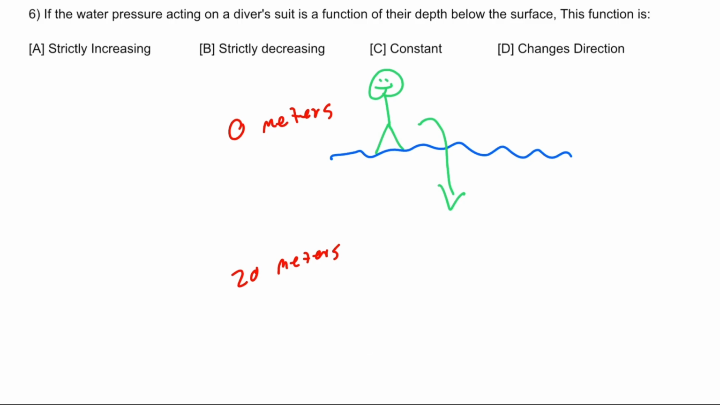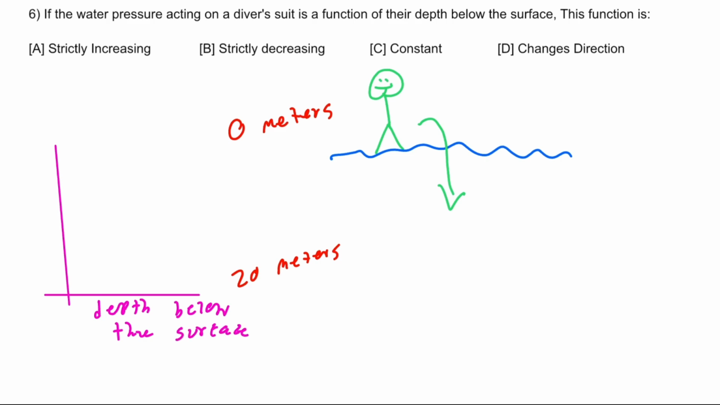And we can kind of see that visually on an XY plane. Let's say we have this right here. Our x-axis is going to represent the depth below the surface. And then our y-axis is going that. I'm sincerely sorry for my poor handwriting. Surface. And then our y-axis is going to be the water pressure.